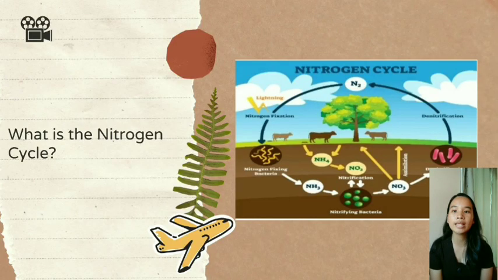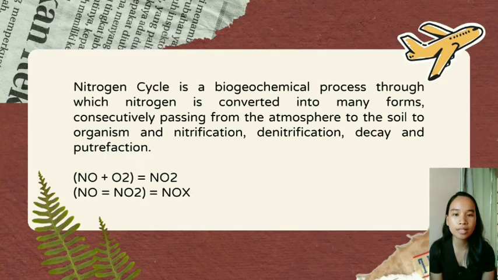So by the way, what is the nitrogen cycle? The nitrogen cycle is a biochemical process through which nitrogen is converted into many forms, consecutively passing from the atmosphere to the soil, to organisms, and back into the atmosphere. It involves several processes such as nitrogen fixation, nitrification, denitrification, decay, and putrefaction.